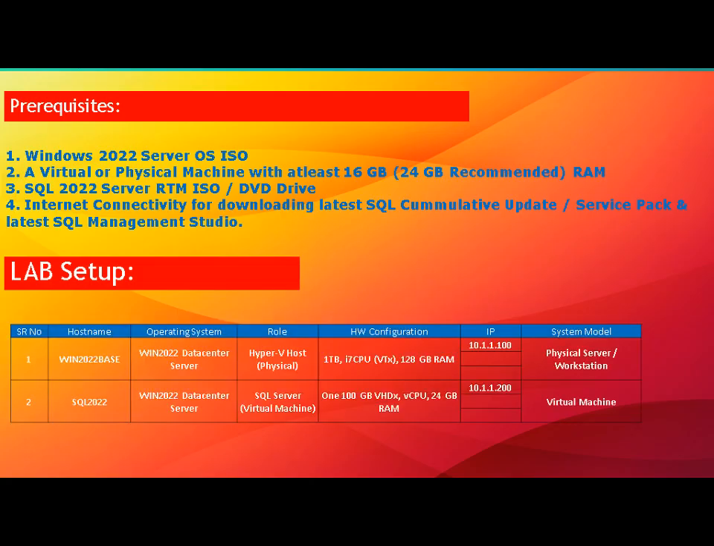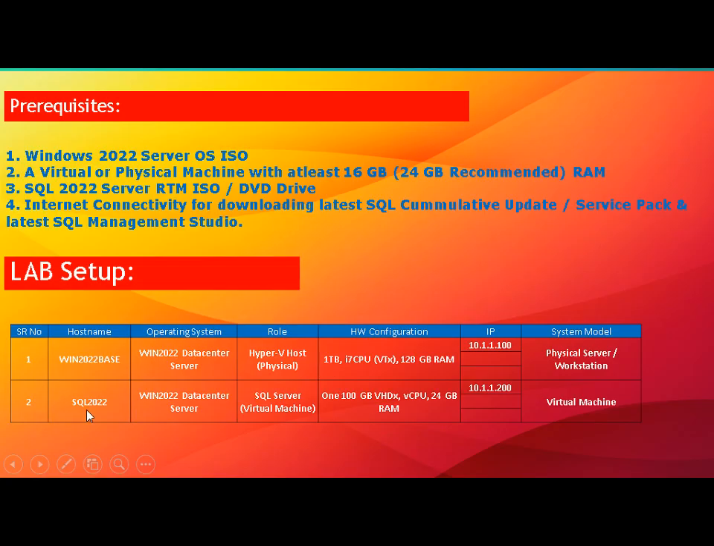So this particular table, as we have already gone through in our previous videos also. First is our local machine or physical machine, for which the host name is Win 2022 base. It is running on 2022 Data Center server, and its role is Hyper-V host, that is a physical machine. Its hardware configuration is 1 TB hard disk, and the latest i7 CPU with VT-x enabled technology and 128 GB RAM. Its local IP is 10.1.100, and it's a physical server or a workstation.